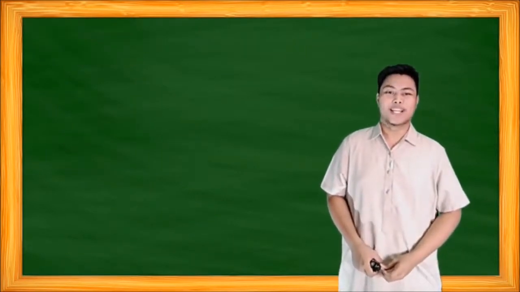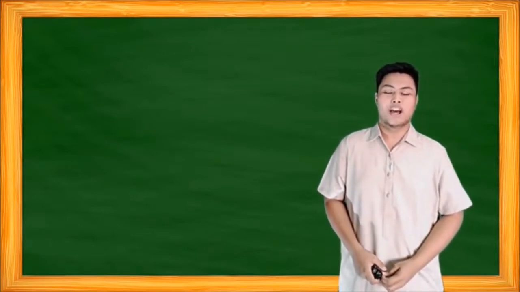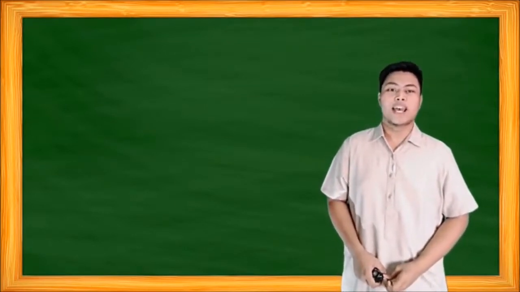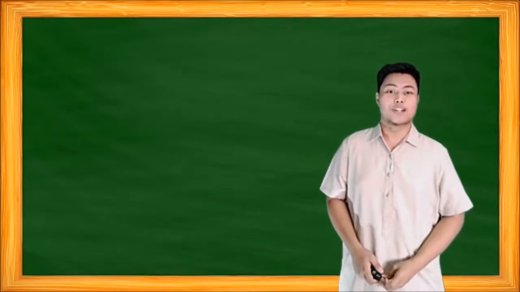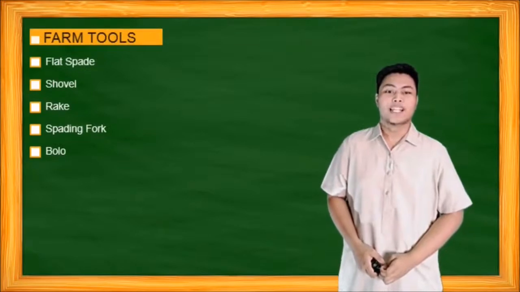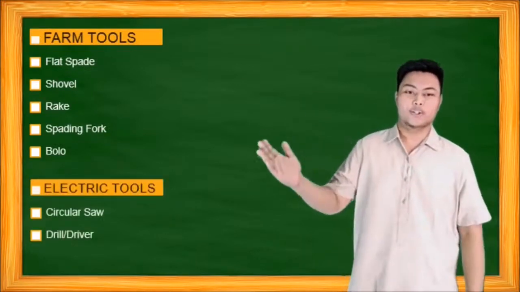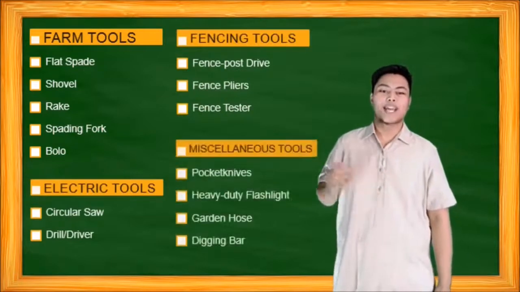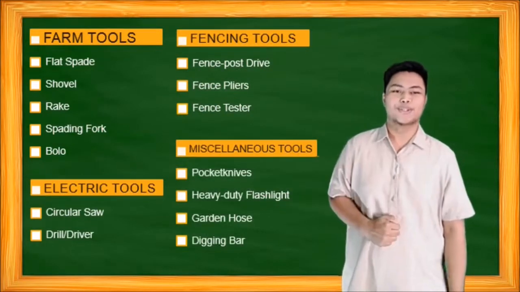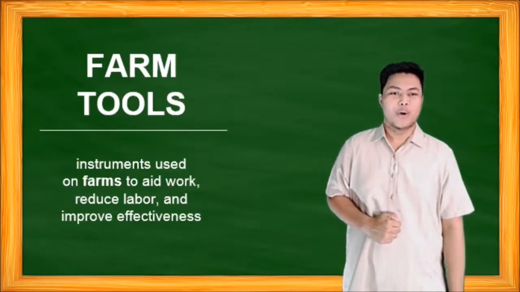Aside from the hand tools presented a while ago, we also have the following hand tools. These are the recommended tools in performing animal production operation. So we have also 4 classifications. These are the farm tools, next electric tools, fencing tools, and the miscellaneous tools. Okay, let's start with the farm tools.